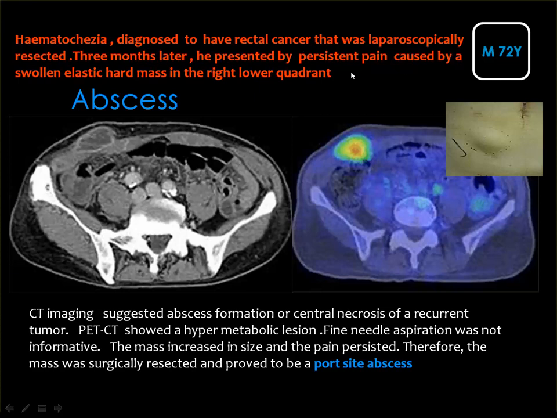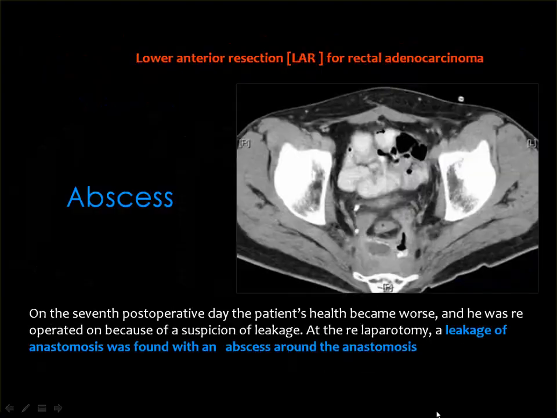Three months later, he presented with persistent pain caused by a swollen, elastic hard mass in the right lower quadrant at the site of the port used for endoscopic resection. Then in this CT scan, you get a subcutaneous marginally enhanced lesion, but the PET scan showed severe metabolic activity, and they suspected local tumor recurrence, but after excision, it proved to be an abscess.